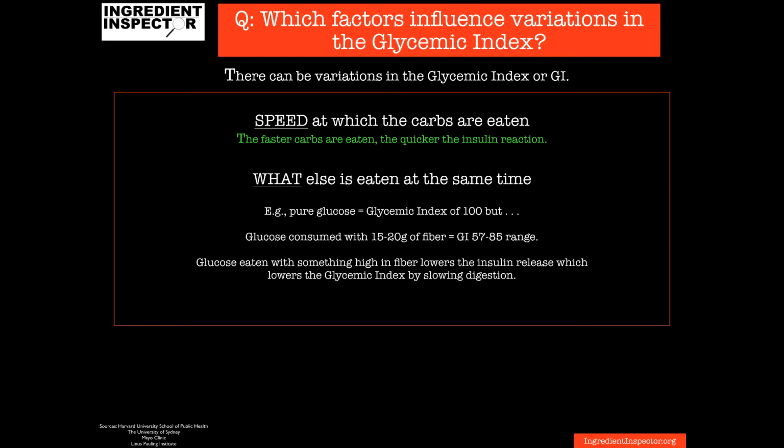Hopefully this is making sense. Glucose consumed with protein and fat moves the glycemic index of glucose down to 56. Once again, it lowers the effect of it.